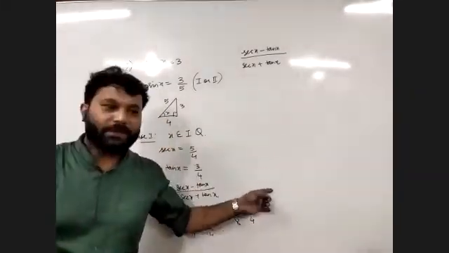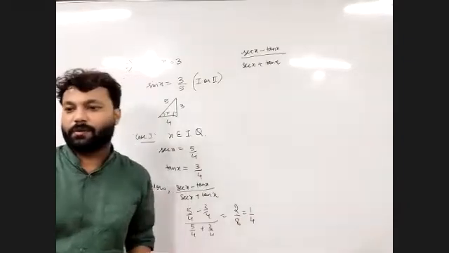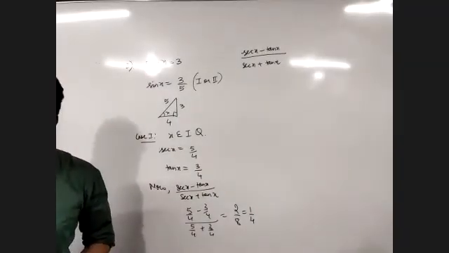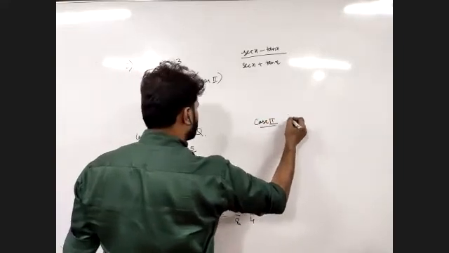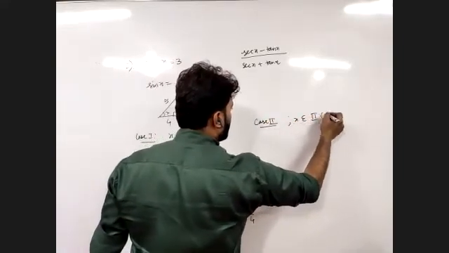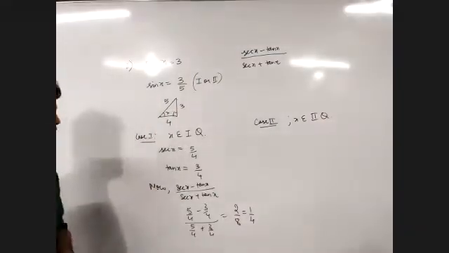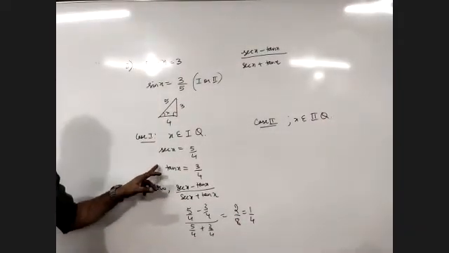Same way you will complete it in case 2. Case 2 you will do on your own. Am I clear with it? What will be written for case 2? x belongs to the second quadrant. And then these ratios, the sign will be negative for both.